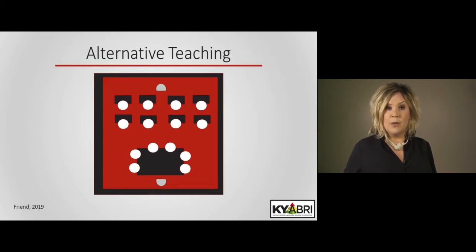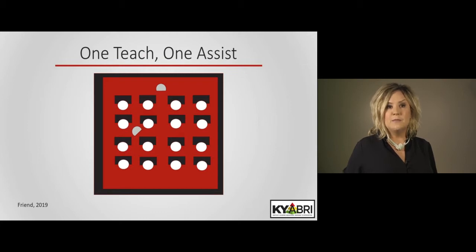The final co-teaching model outlined by Marilyn Friend is one teach and one assist. This model is recommended for seldom use, but is still worth mentioning. In this model, one teacher leads the instruction while the other monitors student work, addresses behavior issues, or answers any student questions.